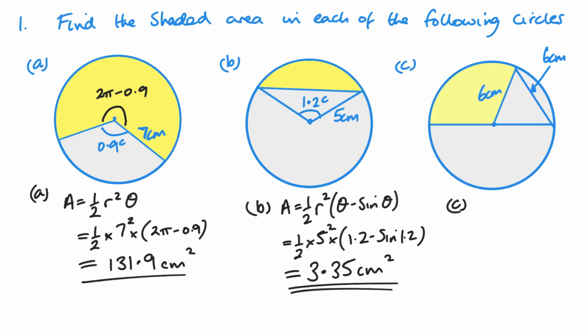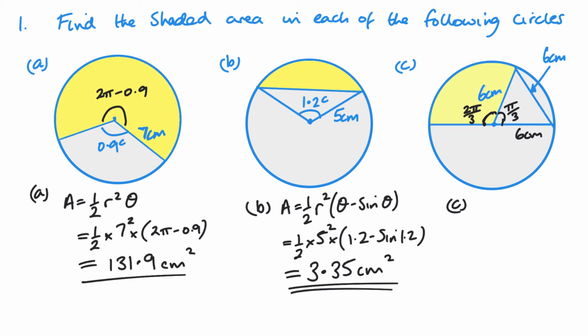And then part C, so first I've got to realise, well, 6 is the radius, this is also a radius here, so we've got 6, 6 and 6, which means we've got an equilateral triangle. That means each angle is 60 degrees or pi by 3 radians. That means then I can find this angle here. They're on a straight line, which means they've got to add up to 180 or pi radians, so this must be 2 pi by 3.